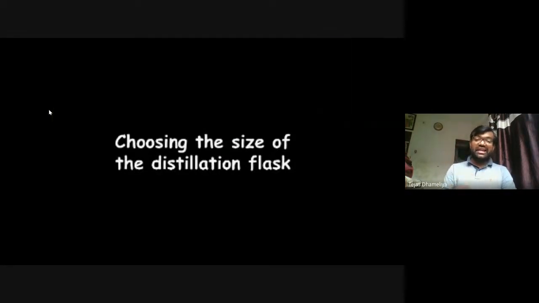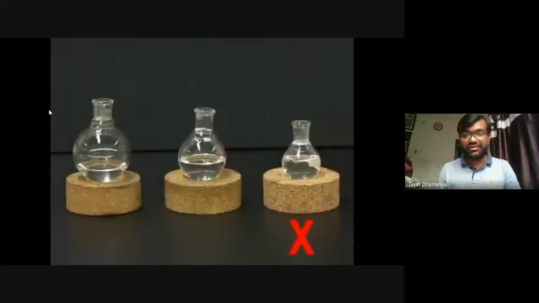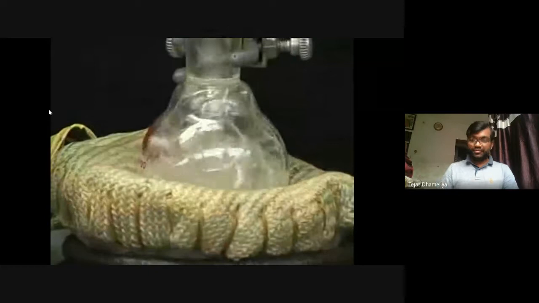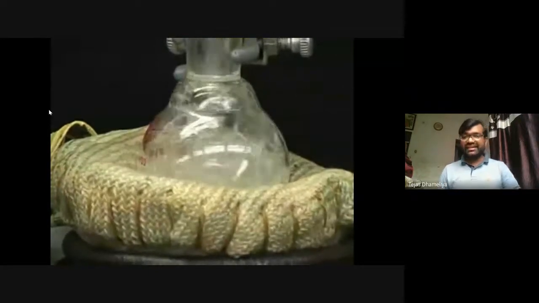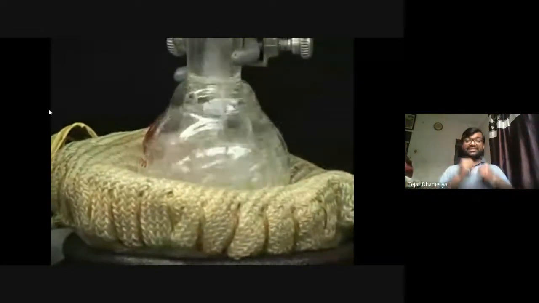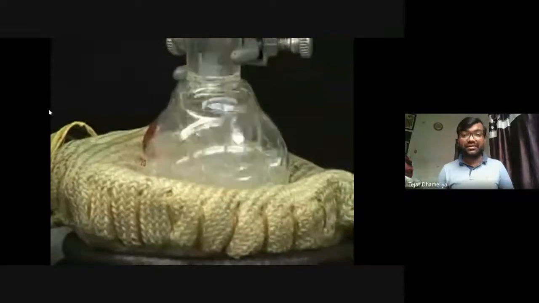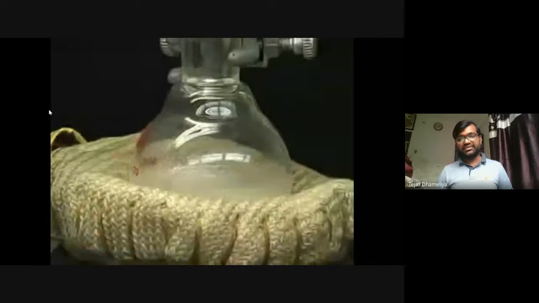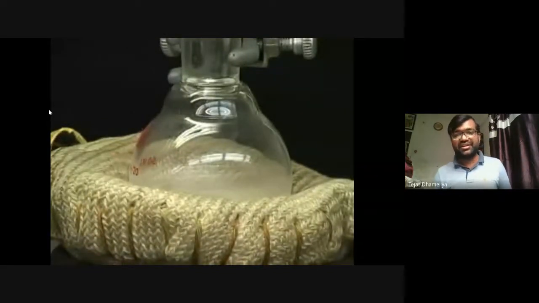Depending upon the quantity of our solvent, we should take the distillation flask. Okay, because if it is overloaded, then it will do the bumping. So this bumping should be avoided when we are doing distillation. If it is less than half filled, although distillation may occur, at that time we will have to do more and more repetitive batch-wise distillation.